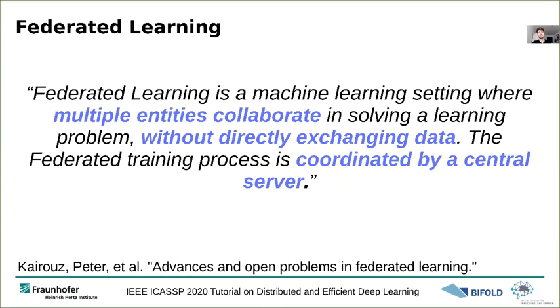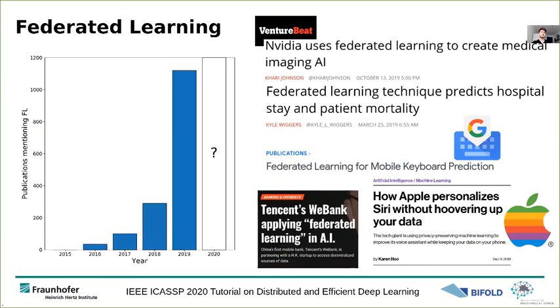I pulled up a definition that's given in a very nice survey paper, Advances and Open Problems in Federated Learning by Peter Kairouz et al. They describe federated learning as a machine learning setting where multiple entities collaborate in solving a learning problem without directly exchanging data, and the federated learning process is coordinated by a central server. So: multiple entities collaborate, no direct exchange of data, and everything is coordinated by a central server. Those are the ingredients that make up federated learning.